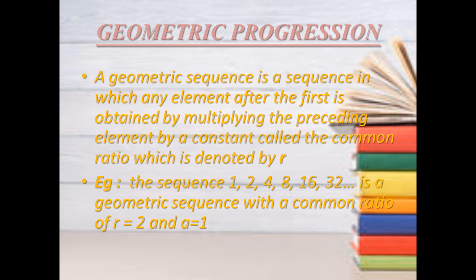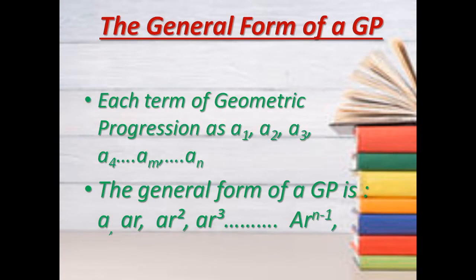I will explain once again. A geometric sequence is a sequence in which any element after the first element is obtained by multiplying the preceding element by a constant. There must be a constant number, that is, in the given example the constant is 2. By multiplying 2 to the elements, we get the sequence.